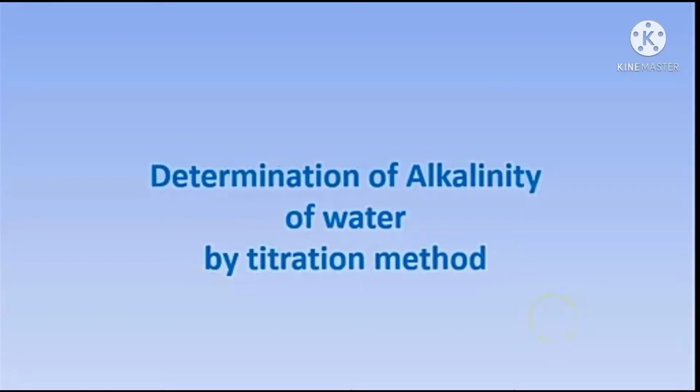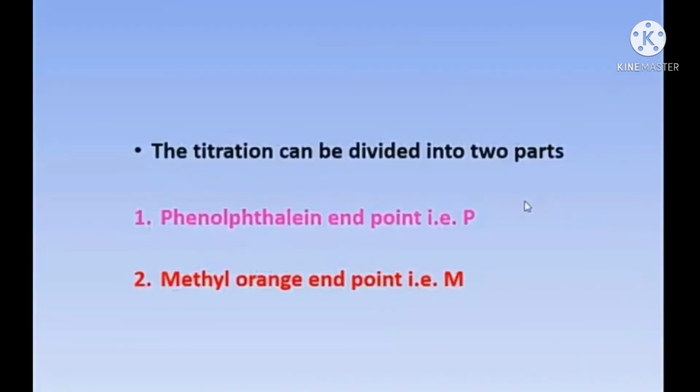Welcome to this lecture in which we are going to see how to determine the alkalinity of water by titration method. So, this titration can be divided into two parts. First one, that is phenolphthalein endpoint. It is also called as capital P. And other part is methyl orange endpoint, that is called capital M.